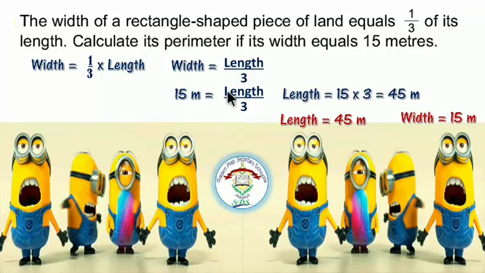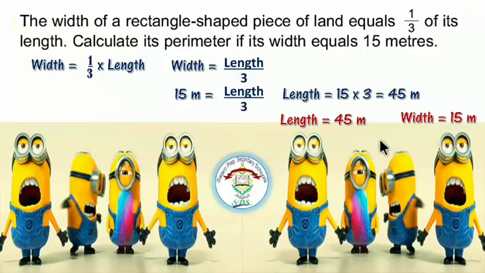So length equals 15 times 3 equals 45 meters. Please take care. The length is big. The width is the small. The width is 15, so the length will be more. So 15 times 3 equals 45 meters. Length equals 45 meters. Width equals 15 meters.